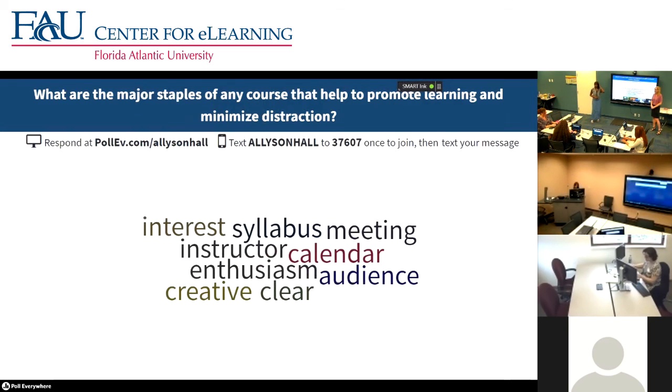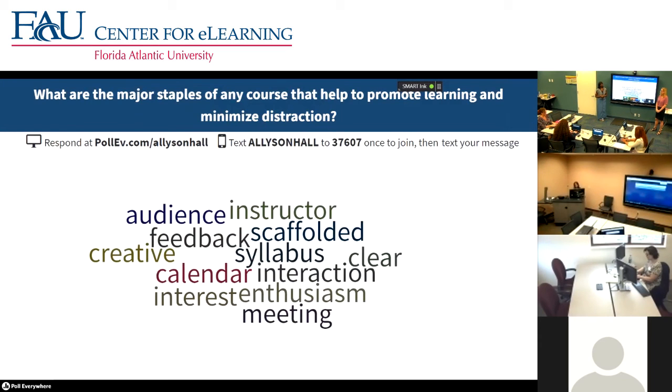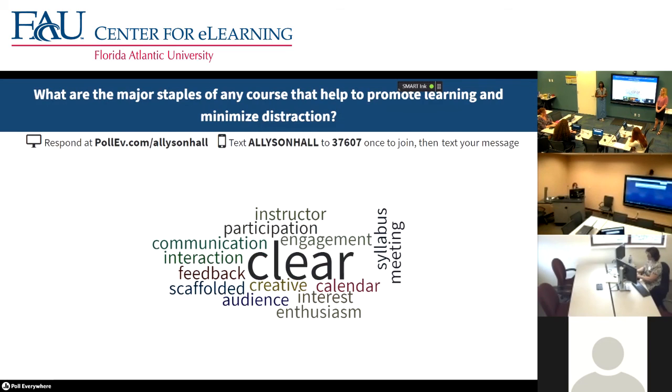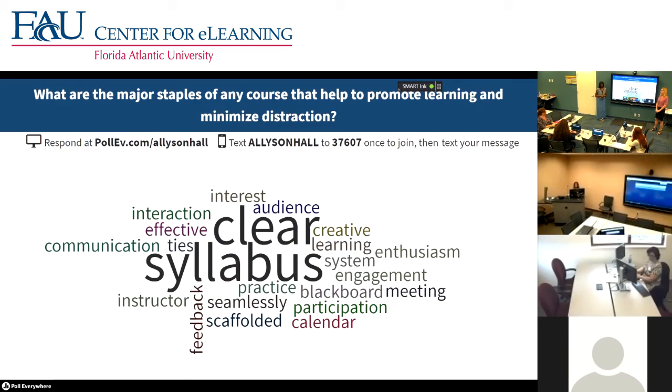The tool that we're using right now is called Poll Everywhere. It's easy to use in class because you can use it with your cell phone. If you want more information, we'll share that with you afterwards. This word cloud makes the words bigger when they're said more. Clear is clearly coming up as something that is important.